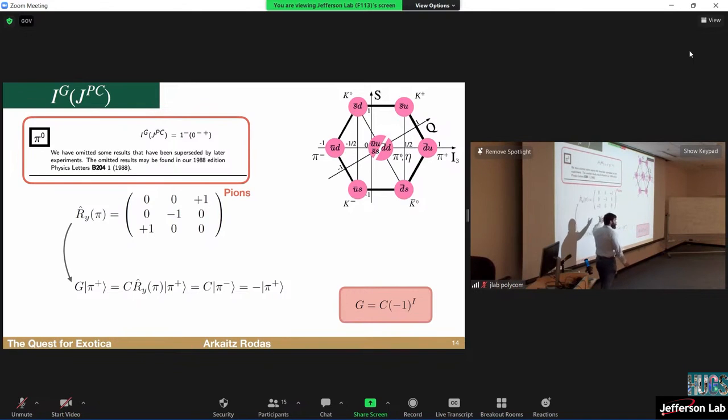Also, for the pi 0, which is in the middle, right? The rotation in this definition is going to change the sign. So the rotation acting on pi 0 is going to give me minus pi 0. And now the charge conjugation over minus pi 0, well, it's going to give me minus pi 0 because the charge conjugation of a pi 0 is plus. So again, it gives me a -1 sign.